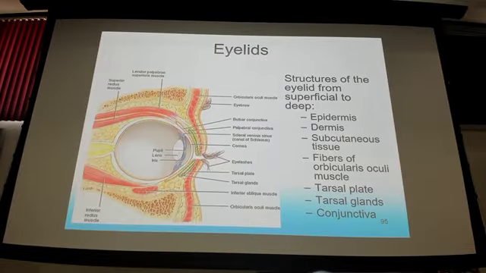Now if we go through the layers, like we're going anterior to posterior, going straight back through the eye, the first thing we're going to see is we do have an epidermis, a dermis, a subcutaneous layer. But then we have a layer of muscle.